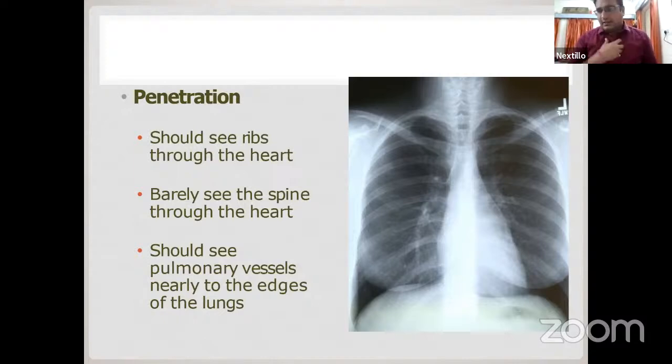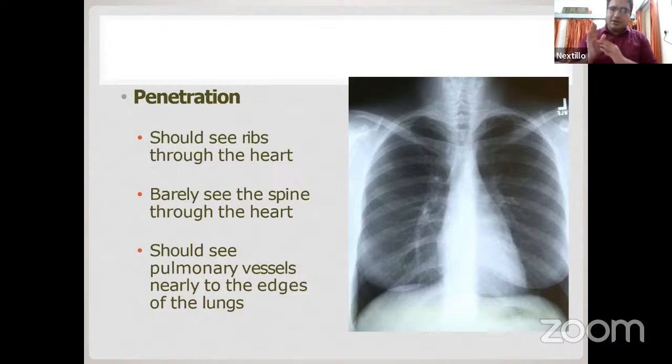Why is it important? Think of a big guy and a very thin guy. If the same amount of X-ray is given to both, is it right to give that? Because for the thin guy, more X-rays than needed are given, and all of the X-rays are going to reach the film. So in that case, the X-ray will be black.